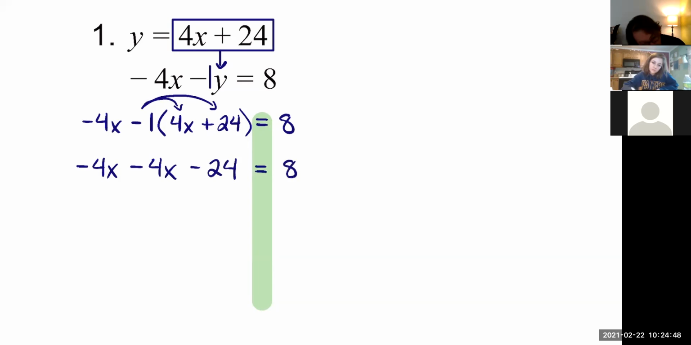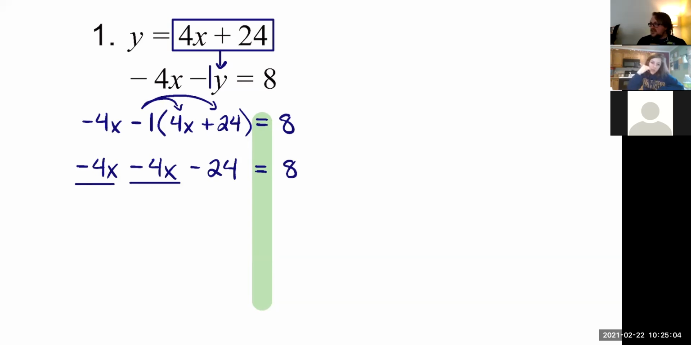And that's still set equal to 8. After parentheses, what do we check for next? Like terms. They must be on the same side. The negative 4x and the negative 4x, they're right there beside each other.